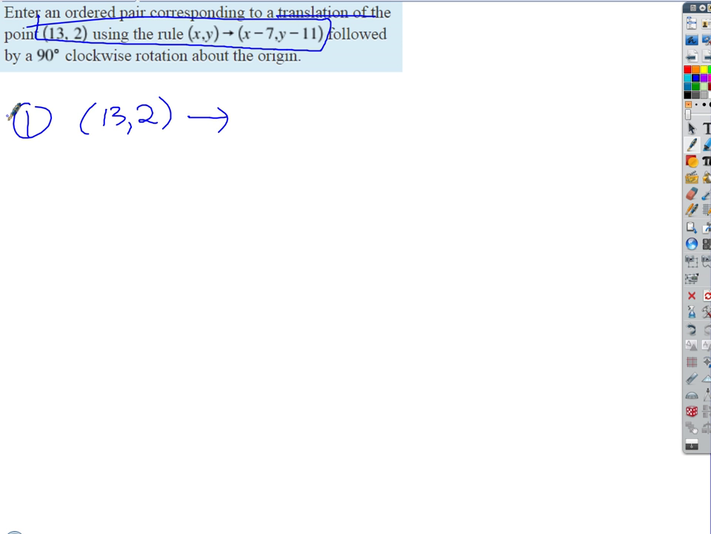Yeah, so all it's telling me to do is take my original x value and subtract 7, so 6, and then subtract 11 from my y value. What's 2 minus 11? Negative 9. That's it. Now I'll do my rotation, right?